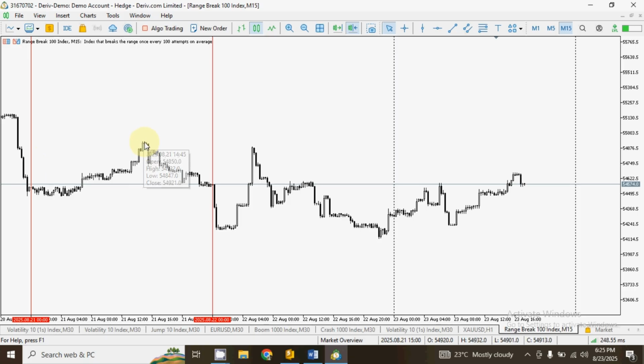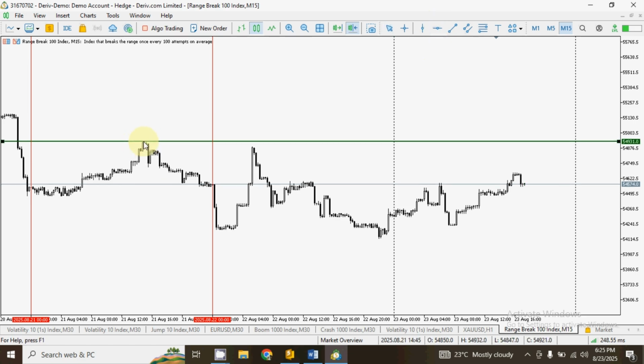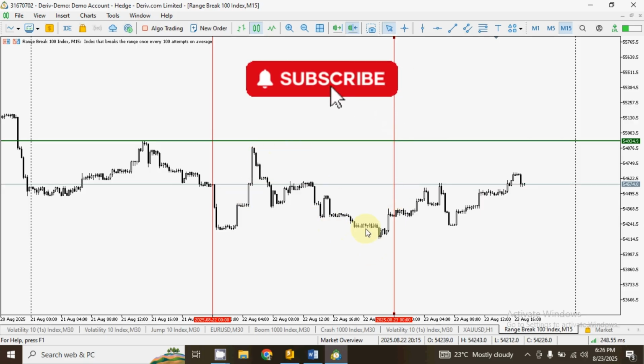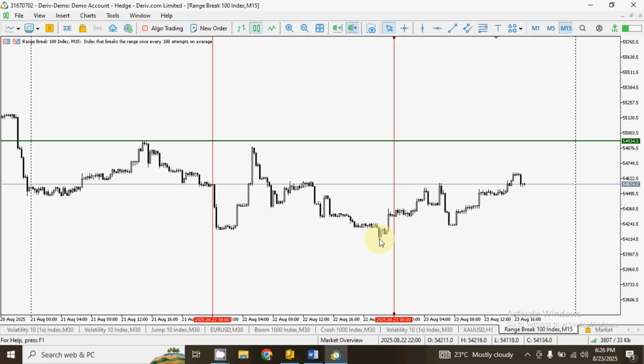Now the first thing you need to do is to look for the highest market price for 2 days ago, which was here. You are going to place a horizontal line on the highest market price to mark that price. Next, we are going to go to yesterday, which is this zone. Let me bring the vertical line to mark it. Now you are going to mark the lowest market price for yesterday, which is around this zone.